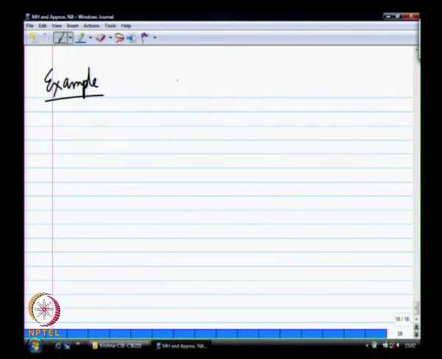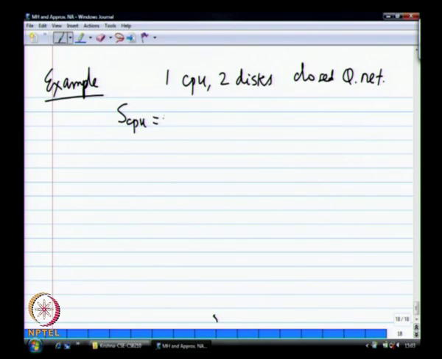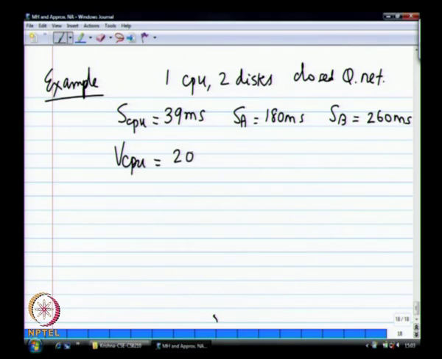So now let us go back to the same system with the queue, one CPU, 2 disks, closed network, and let us assume that S_CPU is 39 milliseconds, S_A is 180, S_B is 260 seconds, and then V_CPU is again given to you, okay.